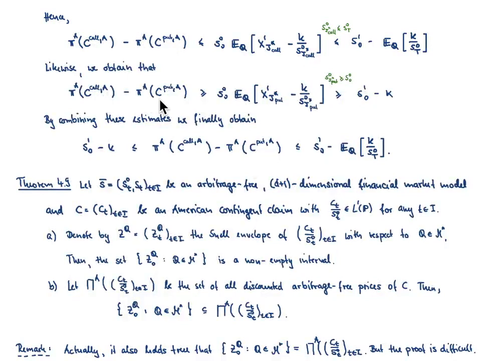So the lower bound is simply given then as the value S naught naught multiplied by the expected value under Q of the discounted price process X1 evaluated at this optimal stopping time tau star put, minus this ratio of the strike price and the numerator evaluated at this time point tau star put. And now again, I take advantage of the fact that the numerator is an increasing process. Simply by replacing that by S naught naught, I make that term smaller. One divided by something smaller gets larger. With a minus sign, I get a lower bound.